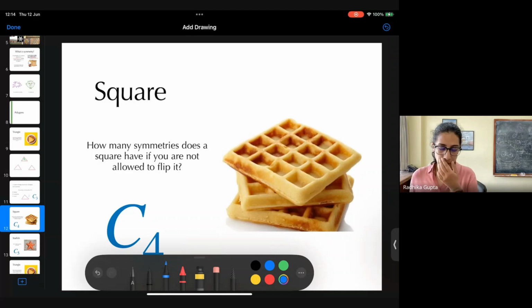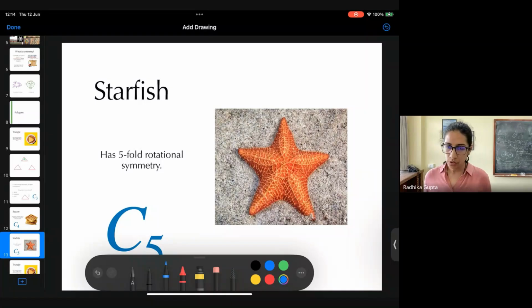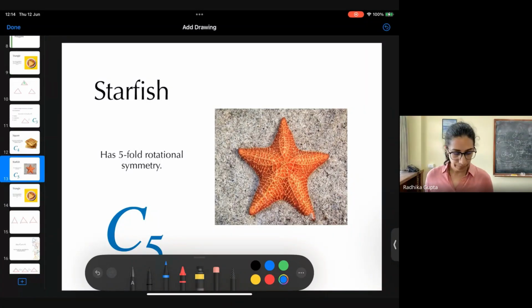Okay, so let's do squares. How many symmetries does a square have when you're not allowed to flip it again? Can you give me a count? For triangle, we had 3. For square, we'll have 4. Easy, just do the 4 rotations. For a starfish, it will be 5. I think that's pretty easy.